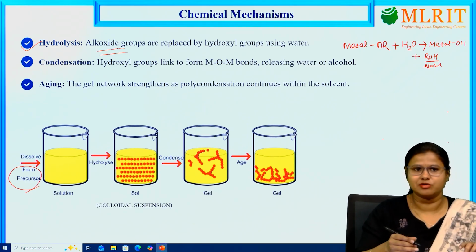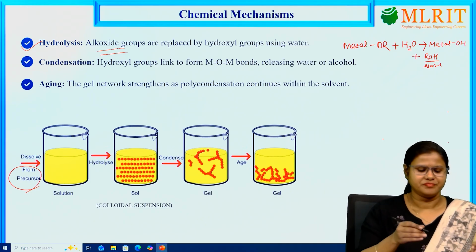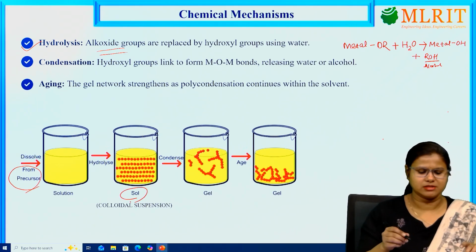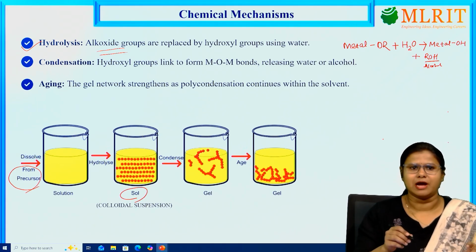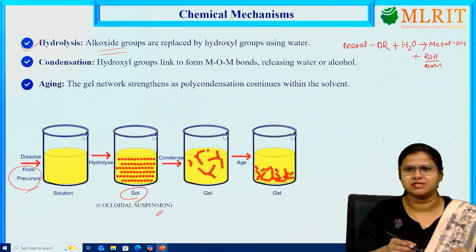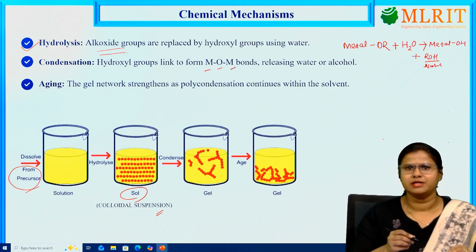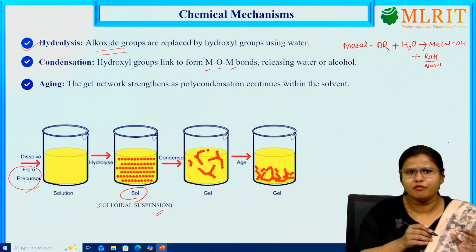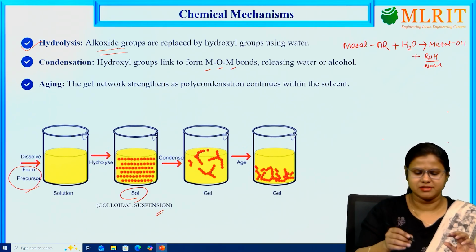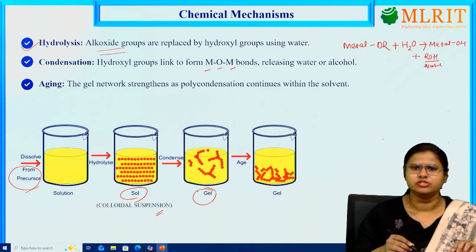We follow this hydrolysis method while adding distilled water to the precursor. After this hydrolysis process, we get a colloidal suspension. Then we do condensation. That means the hydroxyl groups will be linked into metal-oxygen-metal bonds. After this condensation, it will form a chain-like structure and we will get the gel.